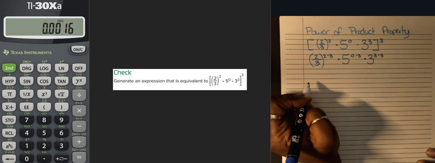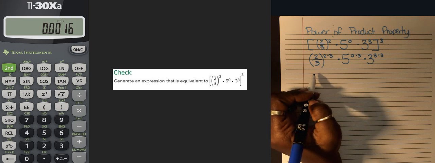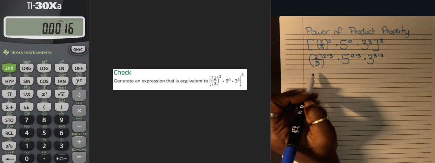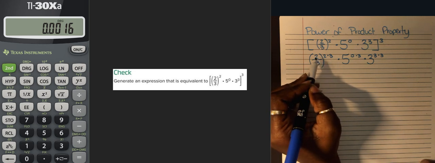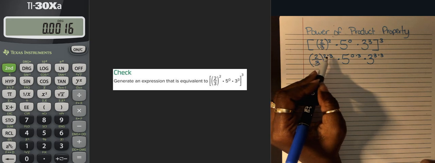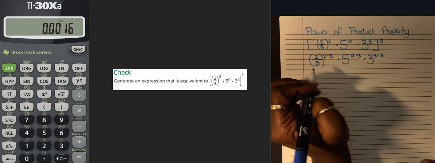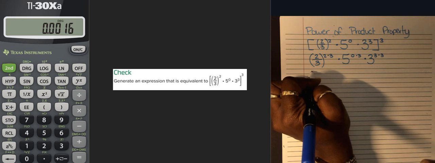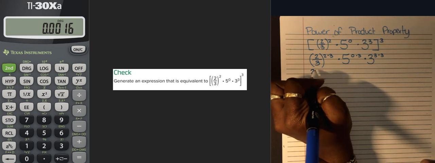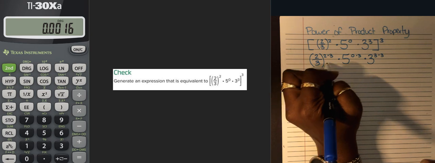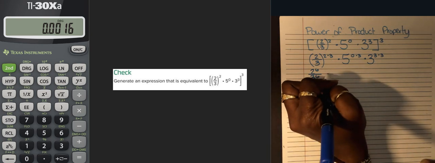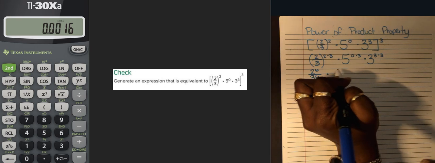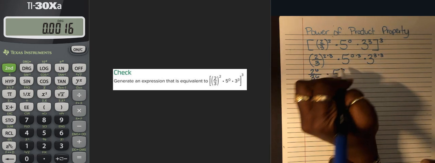And then what we can do, and we're going to learn a little bit more about this in terms of the power of a quotient property, is take everything inside the parentheses, in the numerator and the denominator, and give it the same power. So this is the same thing as saying 2 to the power of 6, because 2 times 3 is 6, over 3 to the power of 6, and we're going to multiply that by 5 to the power of 0.